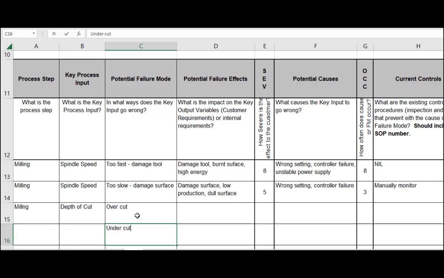Okay. So what will be the potential failure of undercut, overcut? So for overcut, it will make a rough surface. What else? Wrong machine. Okay, it also might cause the tool to break. Okay, so we need to fill in all of the potential failures, potential causes, and so on for all the problems that we face.